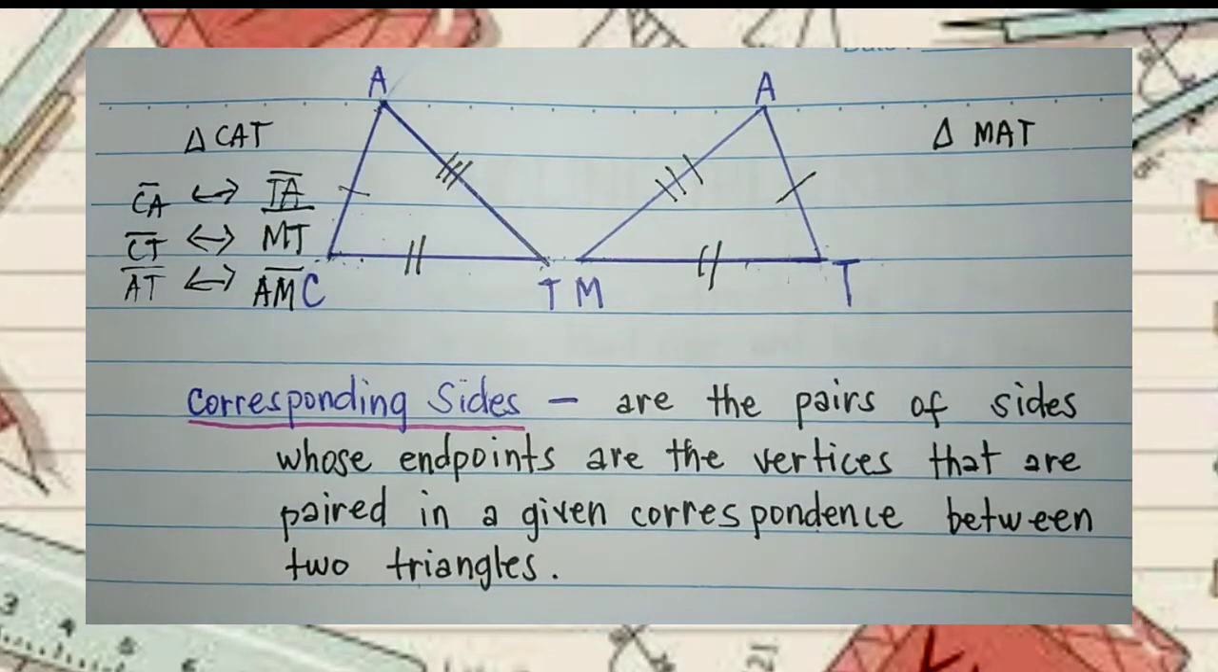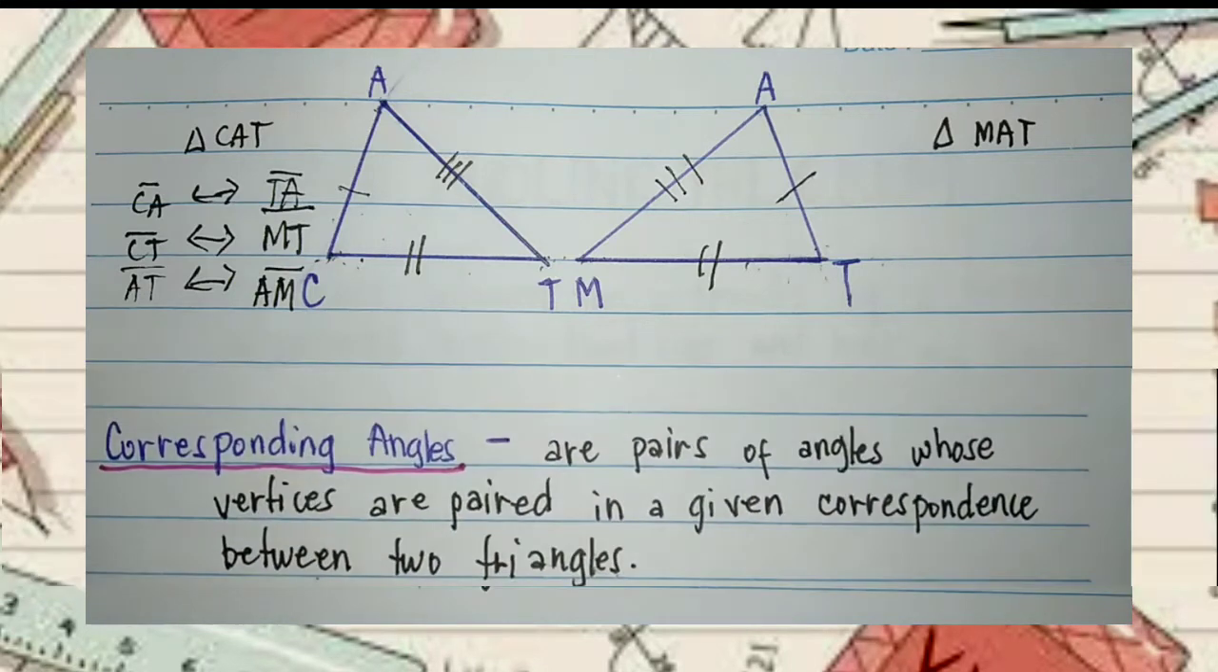So, meaning to say, those are the corresponding sides. Alright? So, let's move on to the corresponding angles. Same with corresponding sides, but the definition of the corresponding angles are pairs. Okay, pares na naman. Sana all may kapares. Char. Of angles whose vertices are paired in a given correspondence between two triangles. Same lang din. Titingnan nyo lang din kung alin bang vertex yung magkakapares, enable for you to identify kung alin bang angles ang ipapares mo.